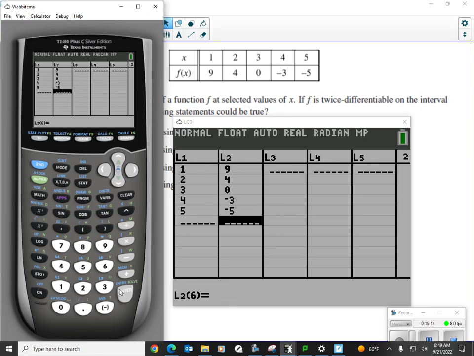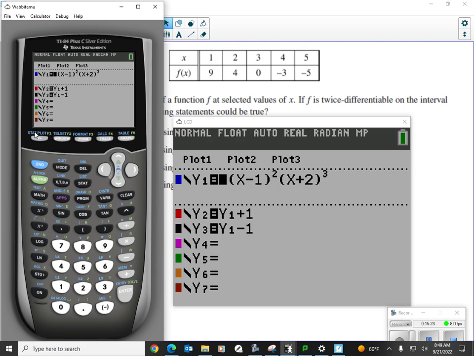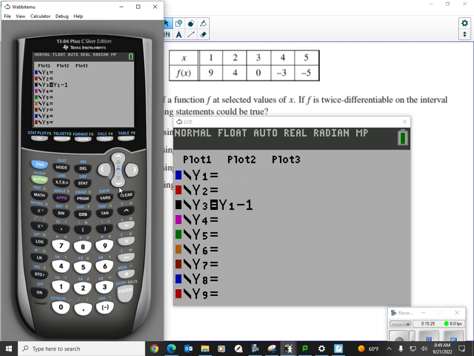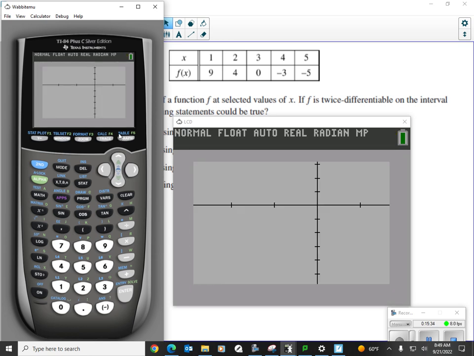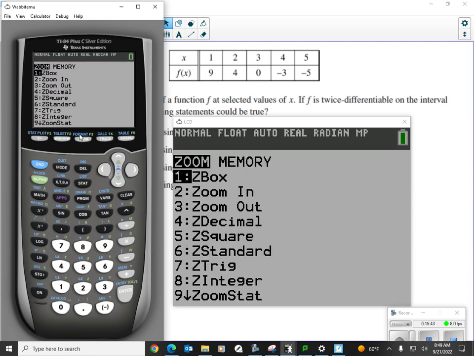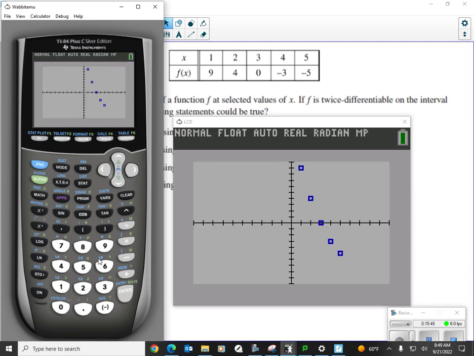Now, if I want my graph to just plot these points without drawing a line, when I go to y equals, I'm going to clear this out, clear this out, clear this out. I'm going to go up to plot 1 and hit enter. Now when I get off that, you see it's highlighted. When I hit graph, maybe I messed that up myself. So let's just do a zoom standard, which is 6. And there are our points.